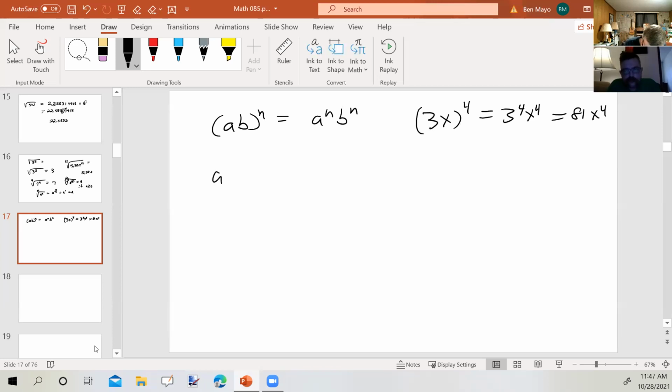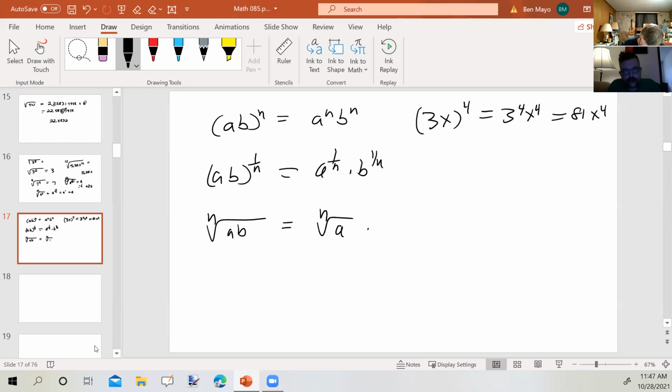Now, let's say we have ab to the 1 over n power. Again, it's to a power. This would be a to the 1 over n power times b to the 1 over n power, right? Same idea. Let's take that statement and let's write it in radical notation. That would be the nth root of the product ab equals the nth root of a times the nth root of b. So what that allows us to do, and we actually did some problems using this rule before, but I just kind of brushed over them knowing what was coming.